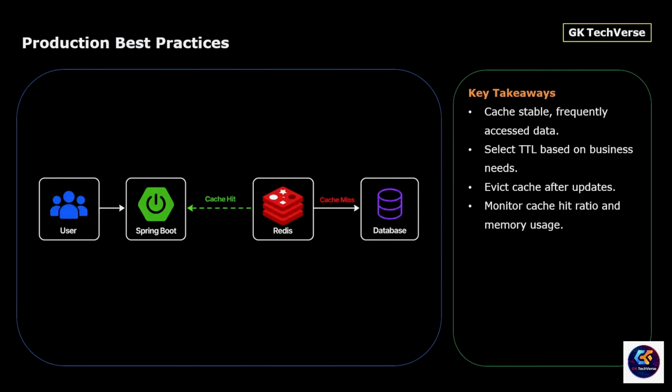In this video, we went beyond simply using Redis. We explored how it works internally. You learned how Redis stores data, performs fast hash-based lookups, handles cache hits and cache misses, manages data expiration with TTL, frees memory through eviction, prevents cache stampedes with distributed locks, and integrates seamlessly with Spring Boot. The next time you add @Cacheable to your code, you will know exactly what's happening behind the scenes and why it makes your application faster.